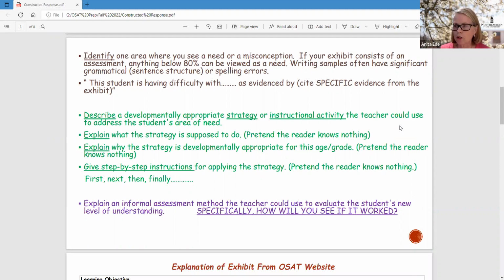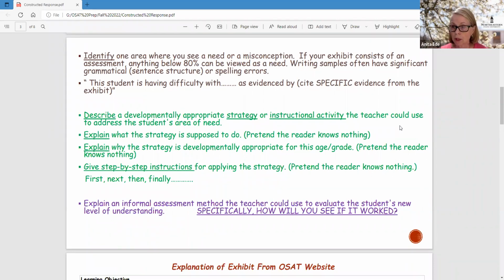So if you have a child that, say they give you a spelling test and the child got 6 out of 10 right, well, that's a 60%. So there's definitely a problem with spelling, and then you're going to come up with a strategy to help the child develop better spelling skills.